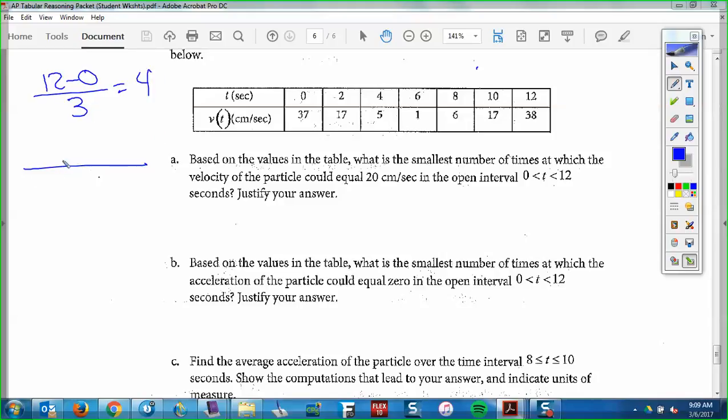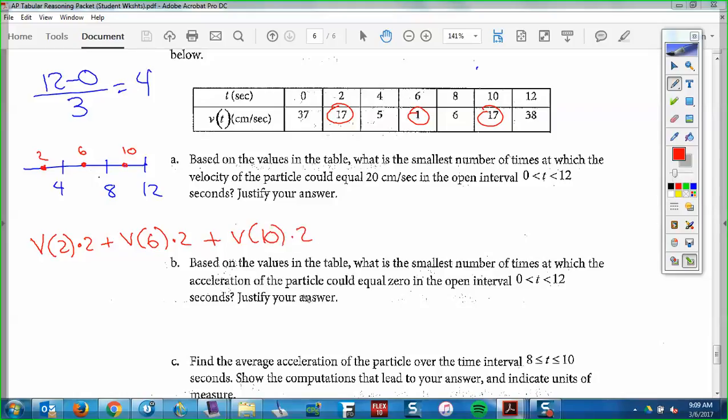So probably better to just do it this way. So 4, 8, and 12. Right? Where are my midpoints in that? 2, 6, and 10. Right? So my midpoints are 2, 6, and 10. So I want this, and I want this, and I want this. Right? And so I think it would be good of you to write V of 2 times 2 plus V of 6 times 2 plus V of 10 times 2. Why times 2? Oh, times, yeah, thank you.